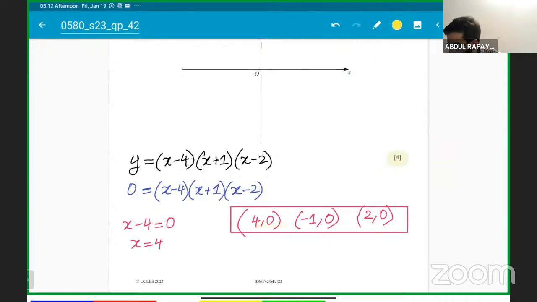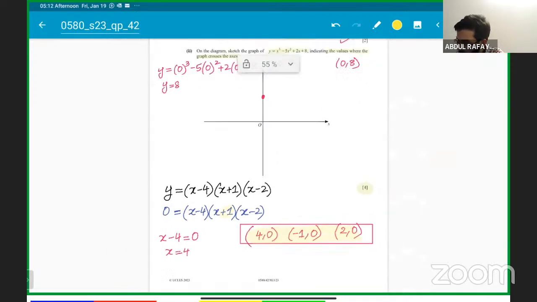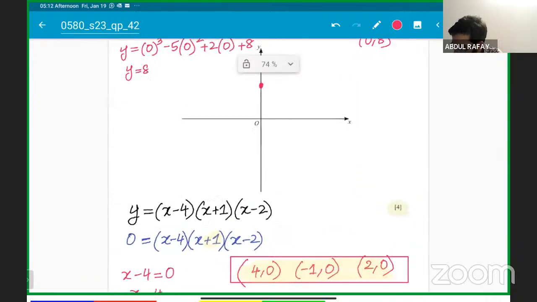Just change the sign, okay? Minus 4 is written, so positive 4 will be the solution. Minus 2 is written, so positive 2 is the solution. Plus 1 is written, so negative 1 will be the solution. Then you can draw it. Everyone got it? Clear? Following?